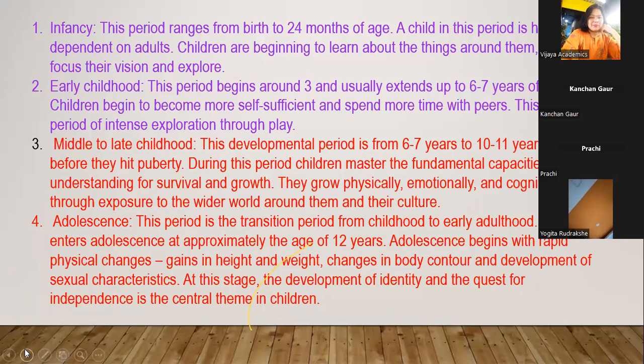Then the last stage is adolescence. We are talking right now about a particular child development, so here only the 4 stages are given: infancy, early childhood, middle to late childhood, and adolescence. This period is the transition from childhood to early adulthood. A child enters adolescence at approximately the age of 12 years. All of you are aware of all these stages, but I'm revising them because there is an interlink with the next topic. Adolescence begins with rapid physical changes, gains in height and weight, changes in body contour, and development of sexual characteristics. The development of identity and the quest for independence is the central theme at this stage.